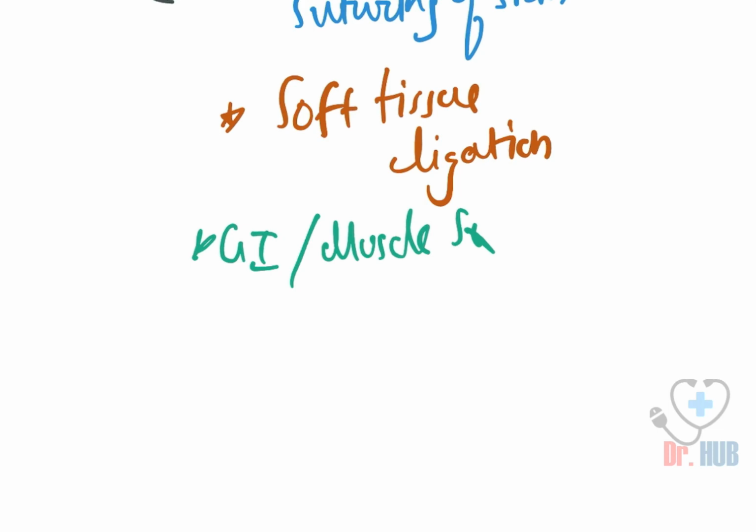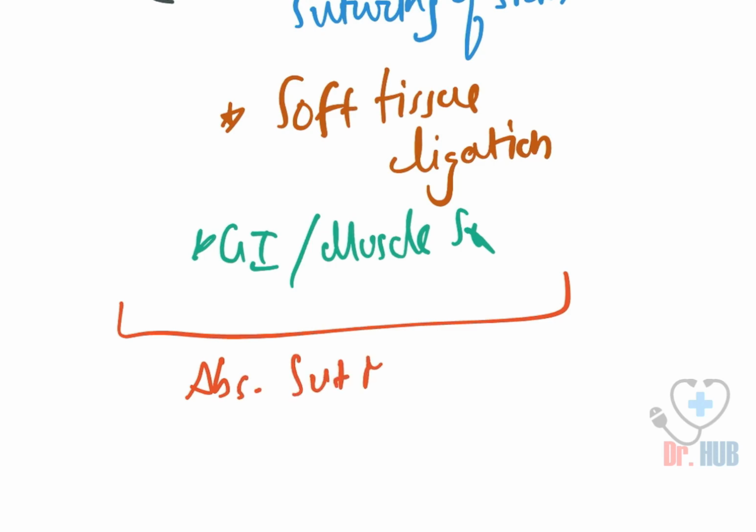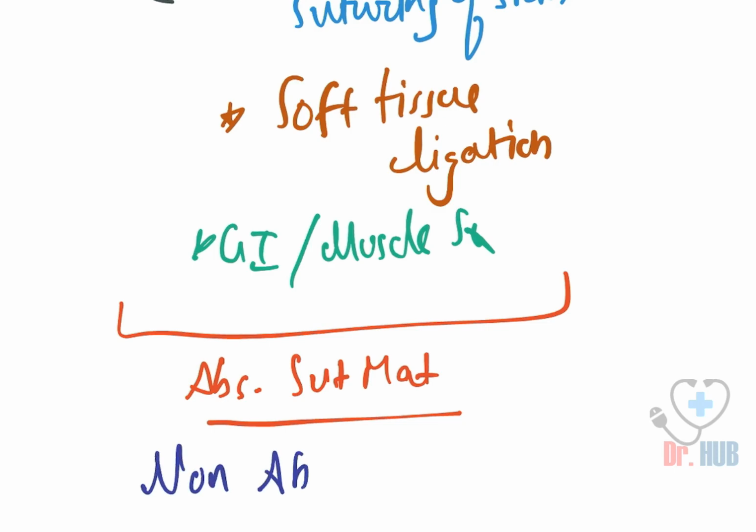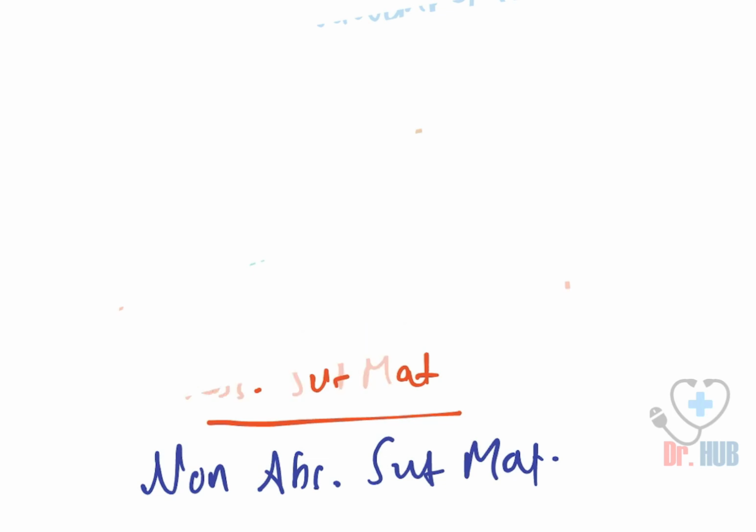So whatever we saw till now comes under the absorbable suture material. Now we'll be moving ahead with the non-absorbable suture material. Under this, firstly we'll look at the silk.